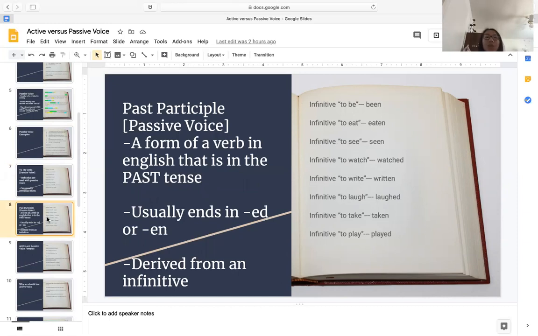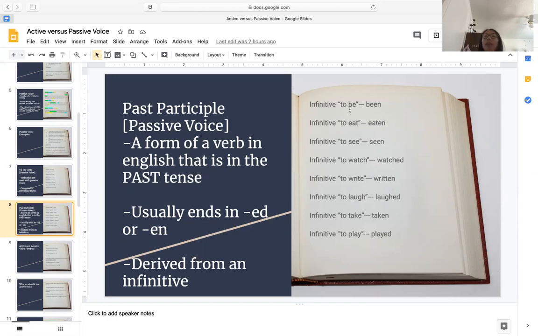We also have the past participle in the passive voice, which is the second part. It is basically the form of the verb in English that is in the past tense, and it usually ends in ed or en, and is derived from an infinitive.